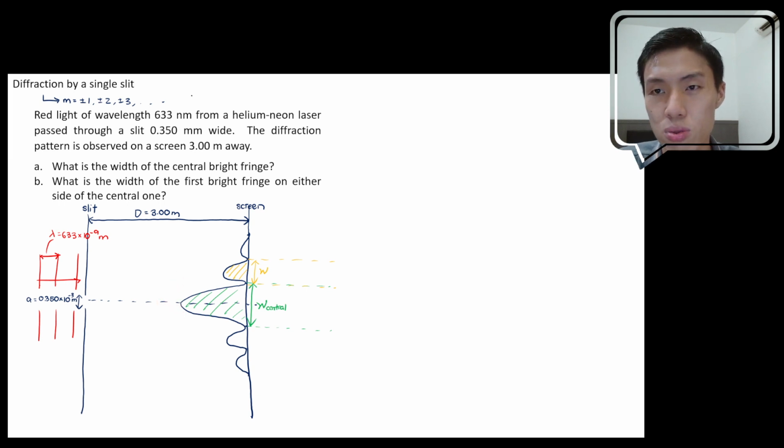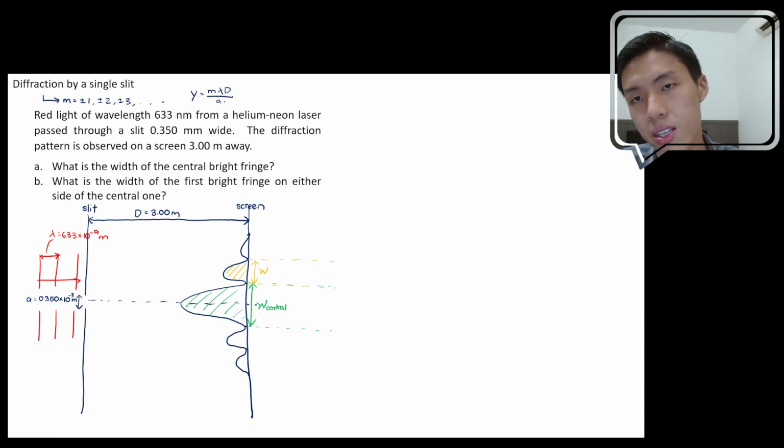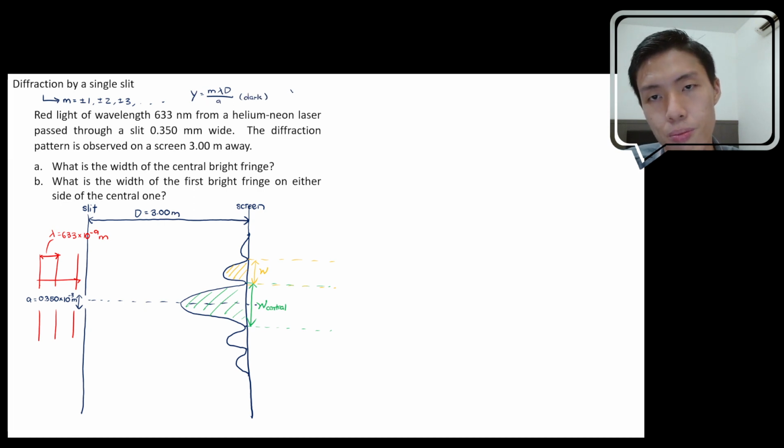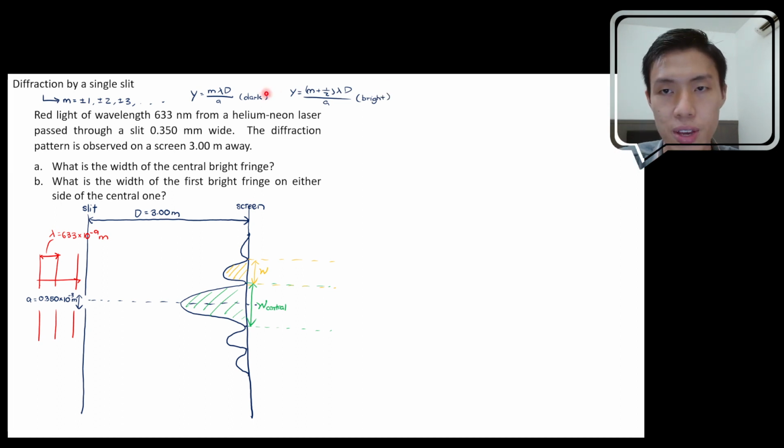If you are interested to know why, the equation for dark is y equals M lambda D over A. This is dark. For bright, y equals M plus half, lambda D over A. This is for bright. The issue is that for diffraction, we start with analyzing the dark first. If you substitute M equal to 0, you get y equal to 0.